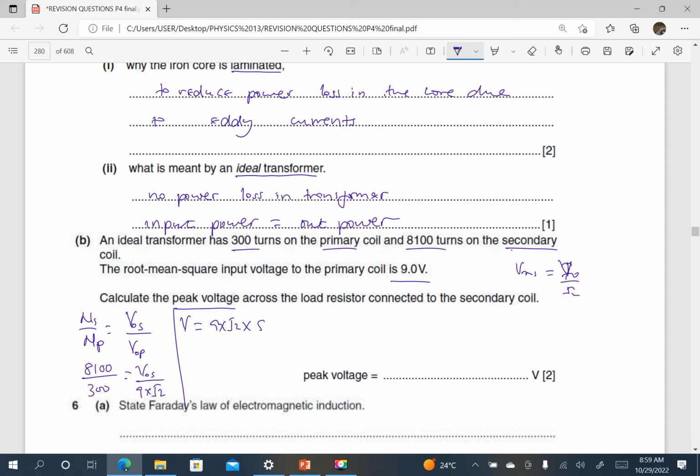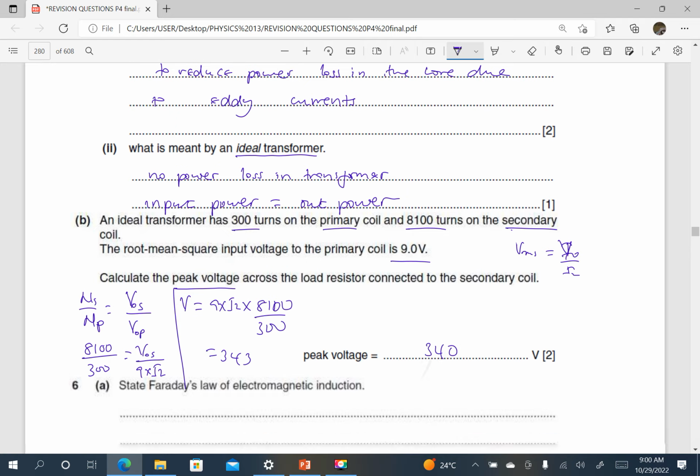times 8100 divided by 300. I press my calculator: root 2 times 9 times 8100 divided by 300. So this is giving me 343, which is approximately 340 volts to two significant figures.